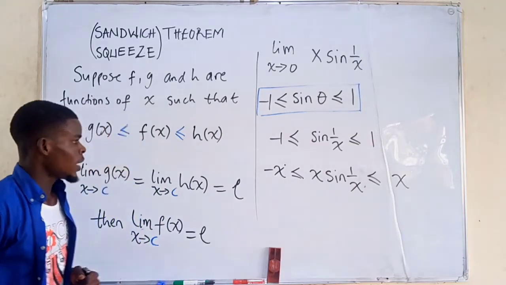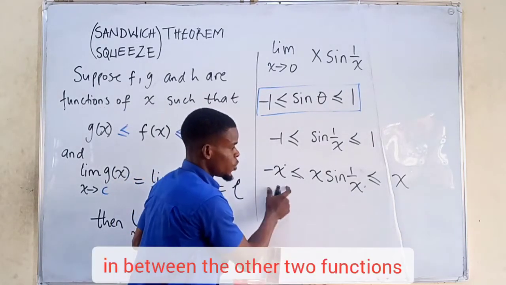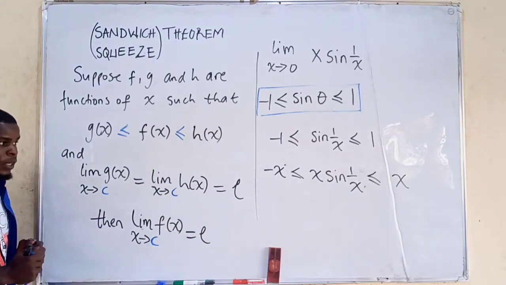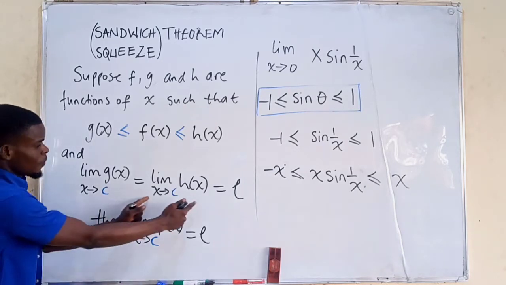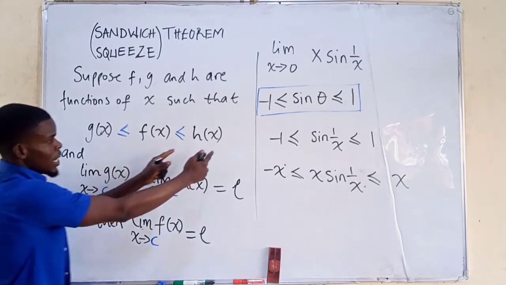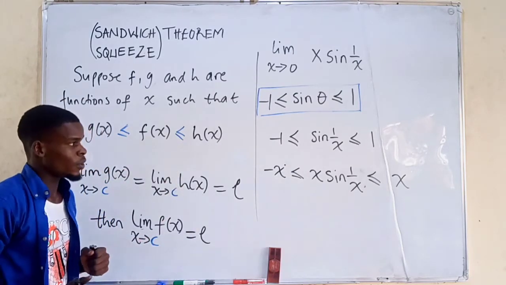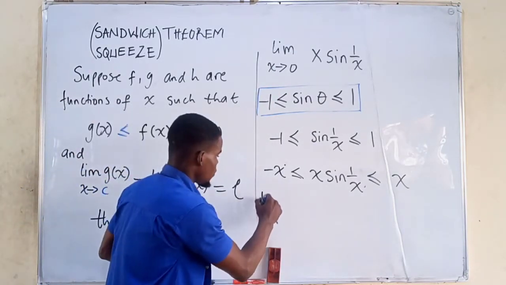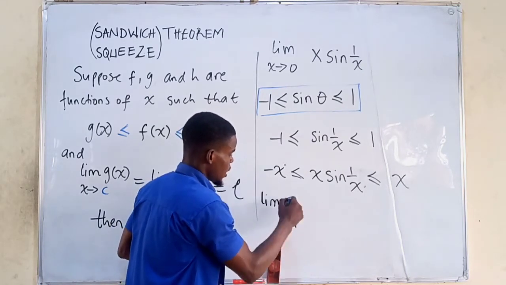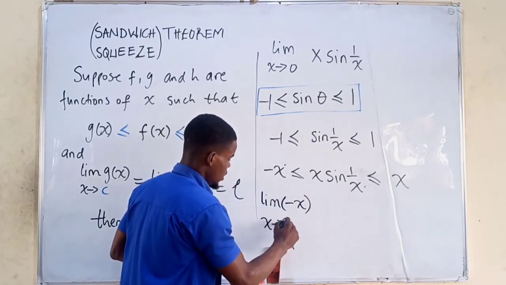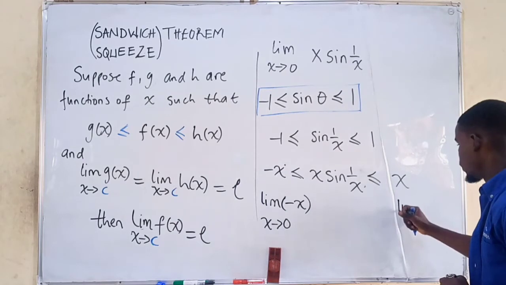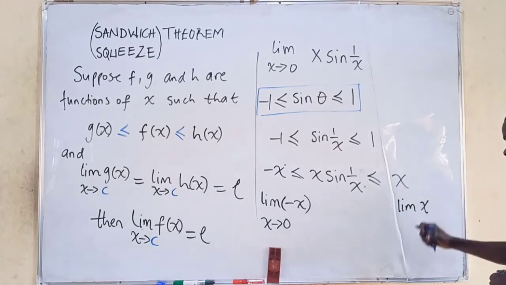Now that we have the main function between the other two functions, we want to make use of the sandwich theorem. This theorem tells us that if we can take the limit of these two extreme functions and it gives us the same value as we approach the point of interest, then we can conclude. So let's look at it. We take the limit of the extreme left, which is the limit of negative x as x approaches 0. And we also take the limit of this other one, x, the identity function, as x approaches still the same thing, 0.